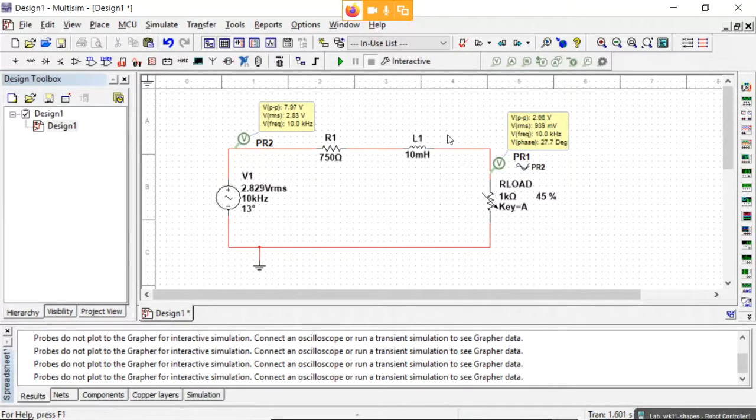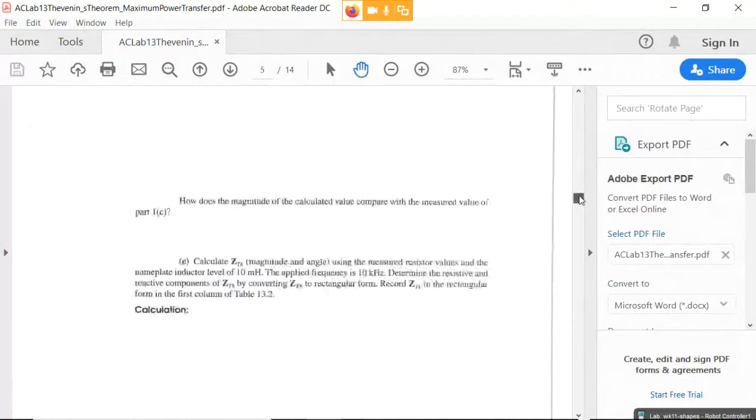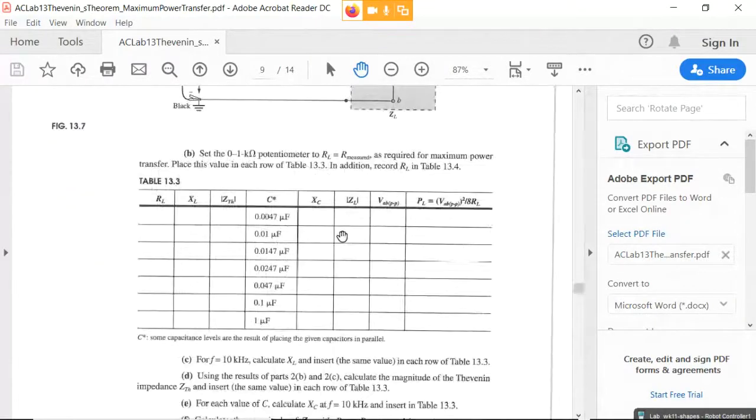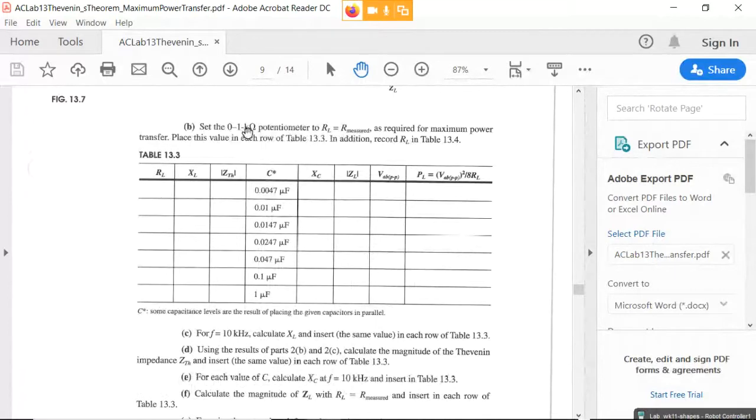Okay, so if you look at the lab, when we go to part 2 and part 3, we need to fill out this table. Now, I'm not overly concerned about the table because I would just want to see the plot. But you should really work through and fill out this table and write down these values.